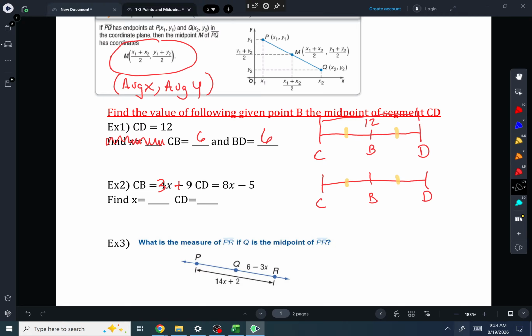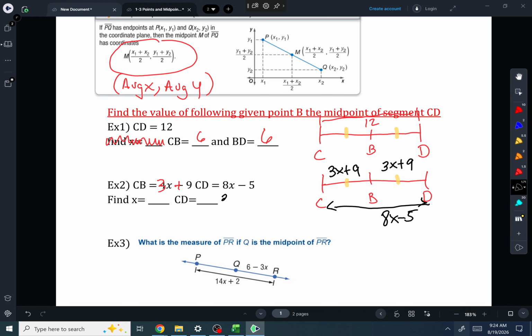What do I know? So this is 3x plus 9. And I know CD is 8x minus 5. But what's BD? Good, Dorina. The same as CB, because it's the midpoint. So this is also 3x plus 9. And then once you get that, the problem's easy, because it's just an algebra problem like the previous lesson.